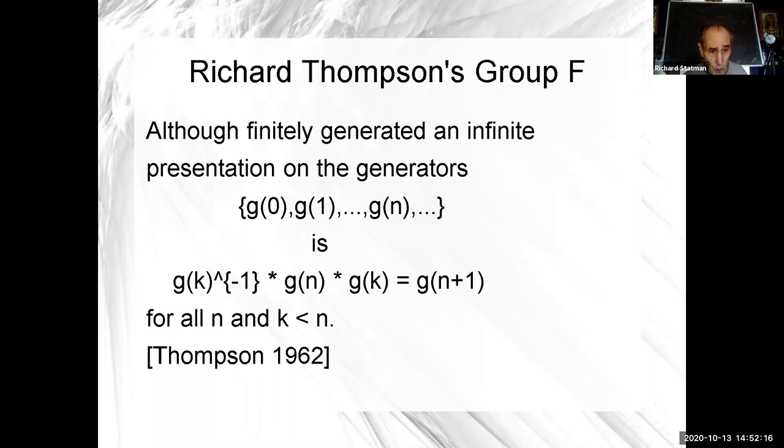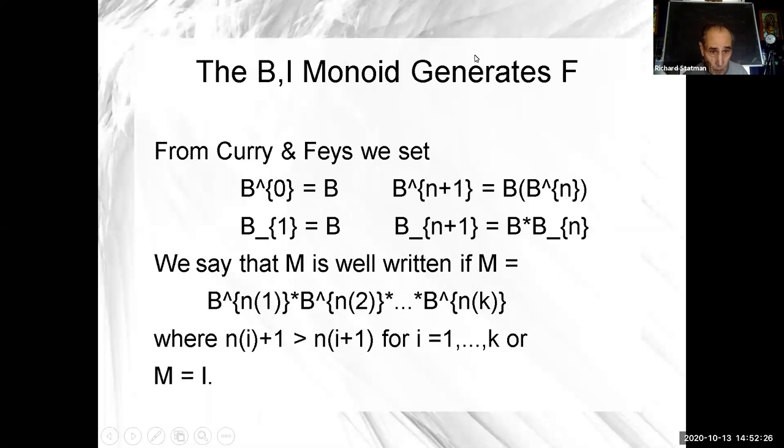It comes up in a very funny way in the BI monoid, this very small fragment of the lambda calculus monoid. Now, here the BI monoid generates F. So a little description of how that works. So these are subscripts. Those are superscripts, subscripts.